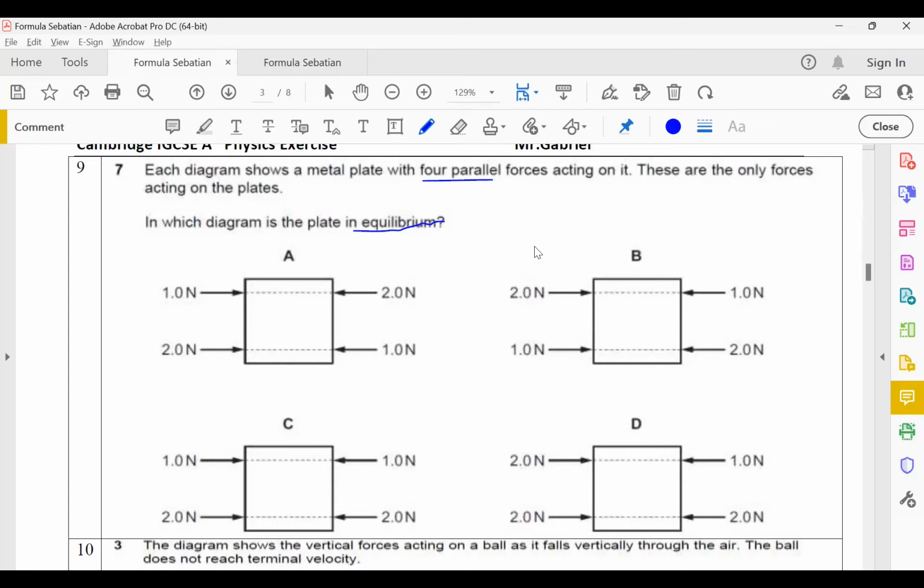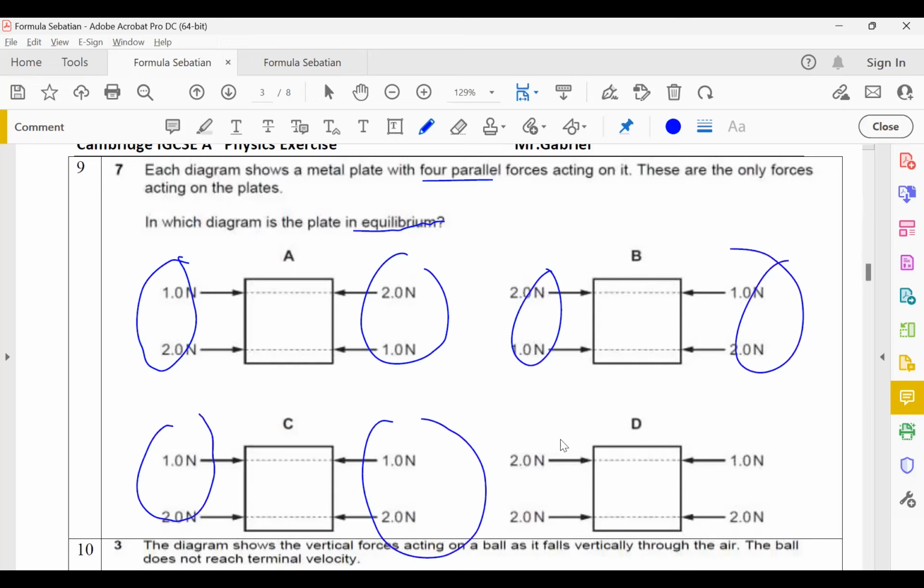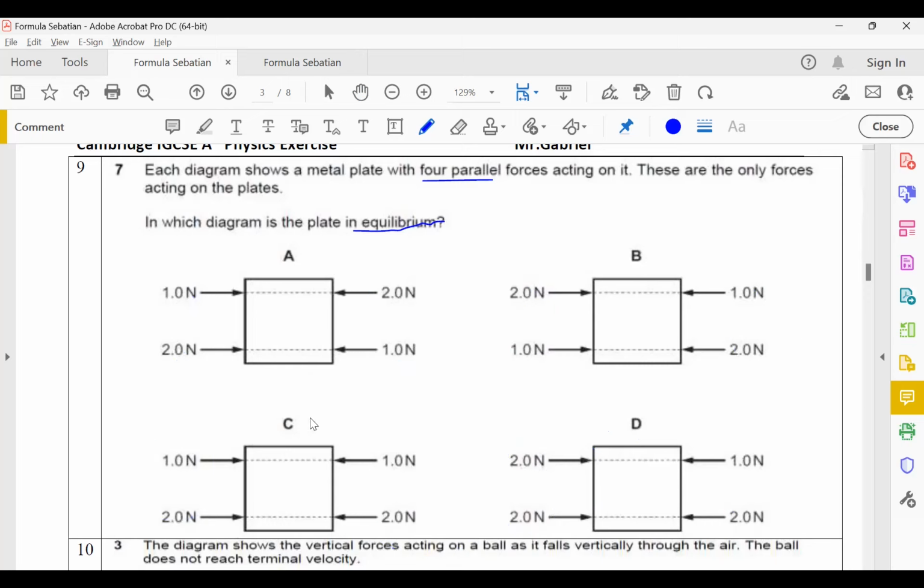Now, if we know that everything should be the same, you could argue and say that, hey, actually here is 3, here is 3, here is 3, here is 3. This is 3, here is 3, and obviously this one is not equilibrium, right? So you could say that A, B, and C are actually the same, but only C is the answer. Why? Yes, it will actually cause it to rotate.